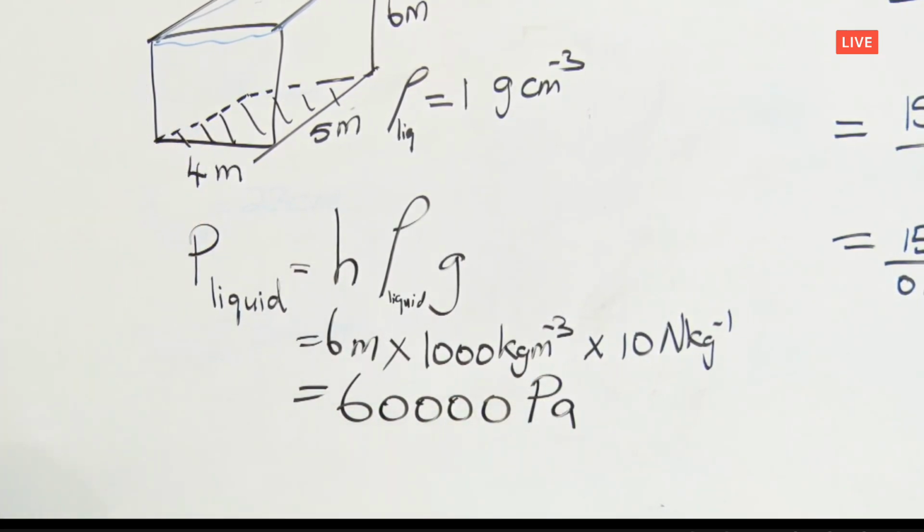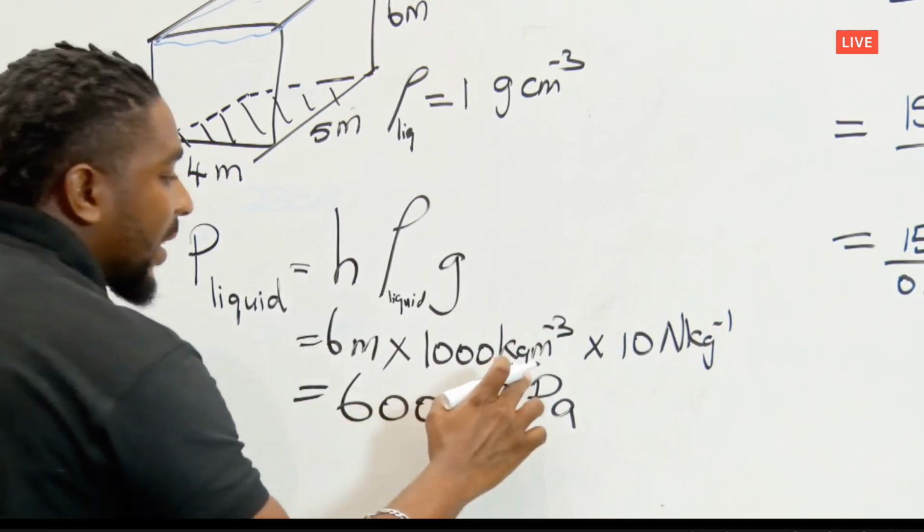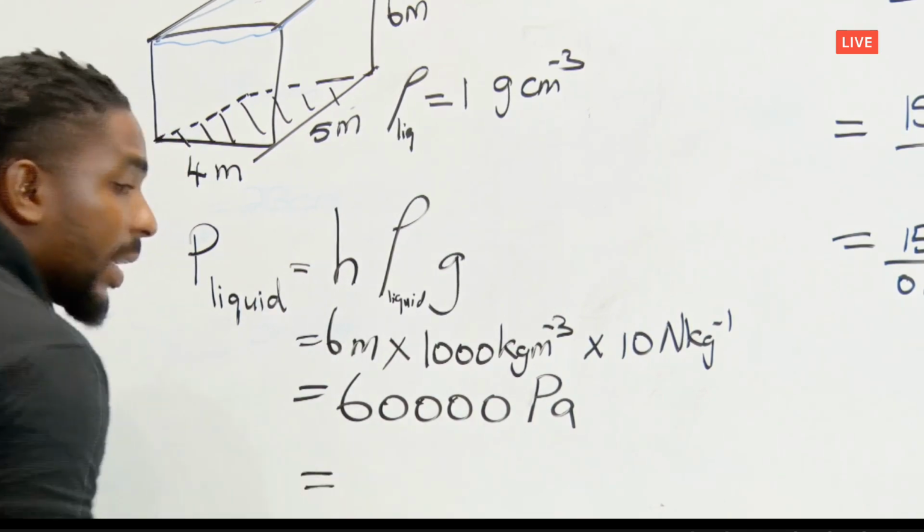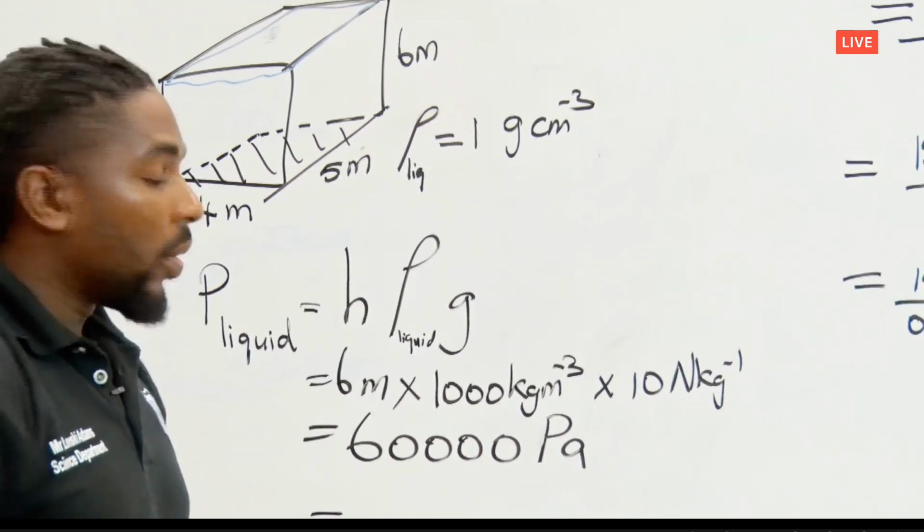So we have 6 multiplied by 1,000 multiplied by 10. So we end up with 60,000 pascals. All right, so answer there is 60,000 pascals. Now I mentioned that the SI unit is pascals.